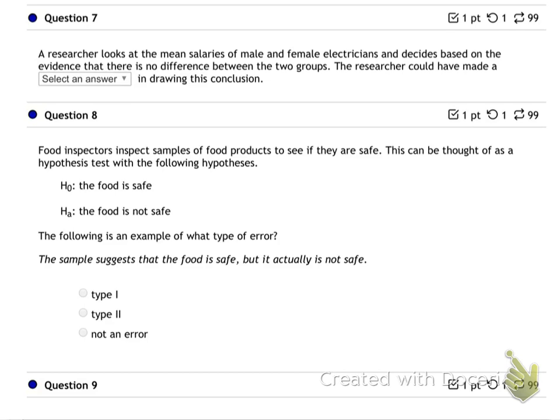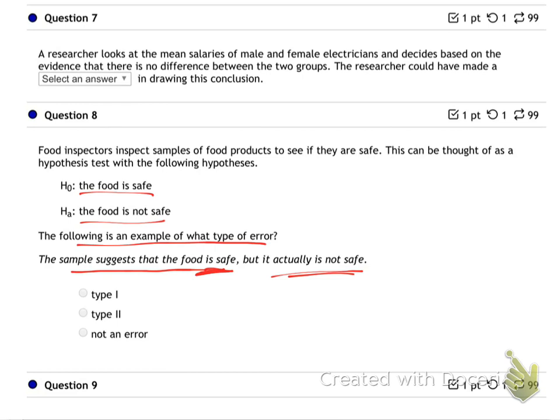All right. Number 8. A food inspector inspects samples to see if they're safe. H0: the food is safe. Alternative: HA, H1, same thing. The following is an example of what type of error? The sample suggests that the food is safe, but actually it's not safe. So they did some test. They messed up. They thought the food was safe, but it's actually not safe.